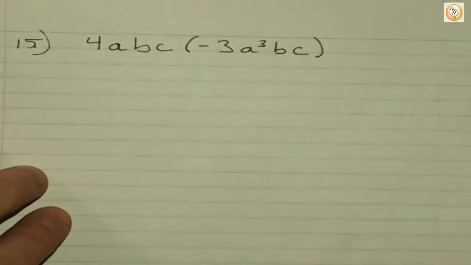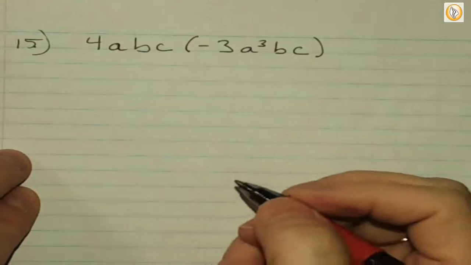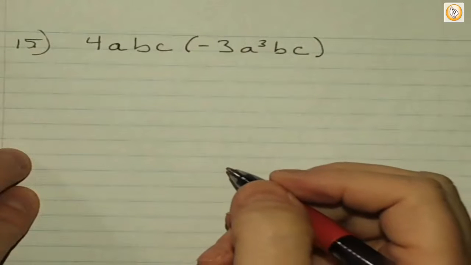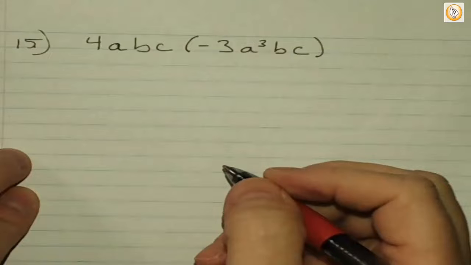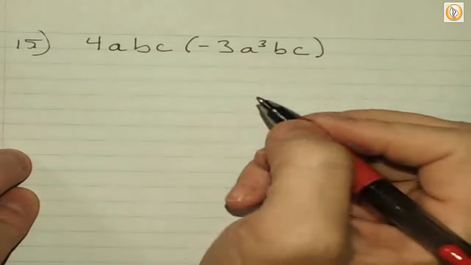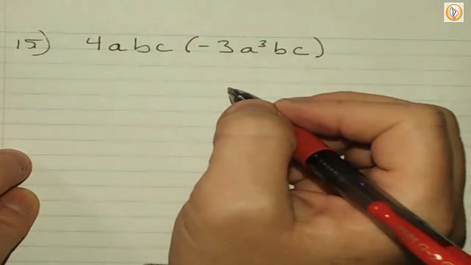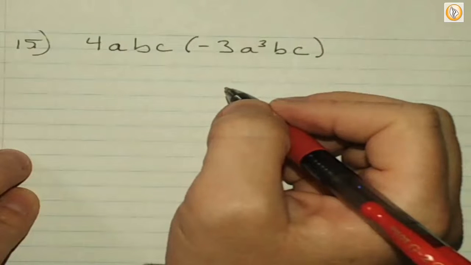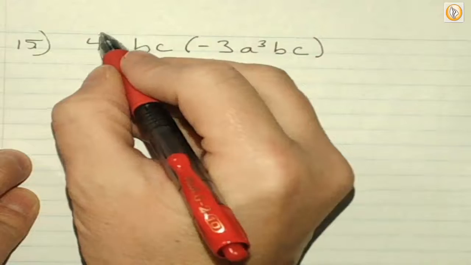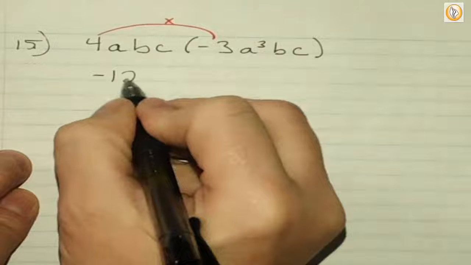Okay, so can I work it out and tell you the answer? You talk it out. How do you solve this? First thing you do is, well, what you do is you multiply 4abc by negative 3abc. And that would be negative 12. So we're going to do 4 times negative 3, which gives you negative 12.